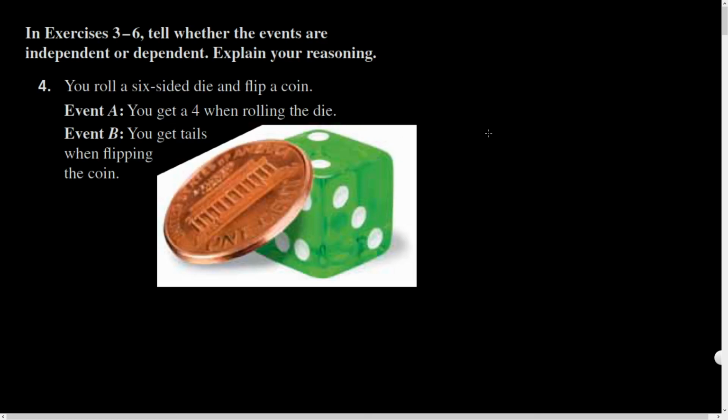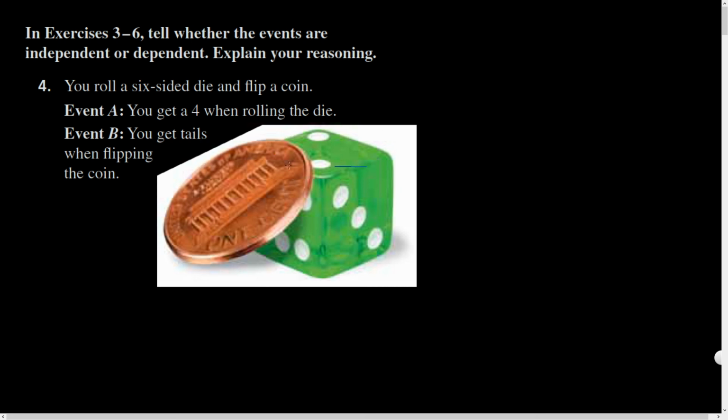Mr. Waddy here, going over 10.2 probabilities of independent and dependent events. Here's some of the homework for you. Tell whether the events are independent or dependent. Explain your reasoning. And this, by the way, might be slightly different on the online version of Big Ideas, but same kind of question. You roll a six-sided die and flip a coin.